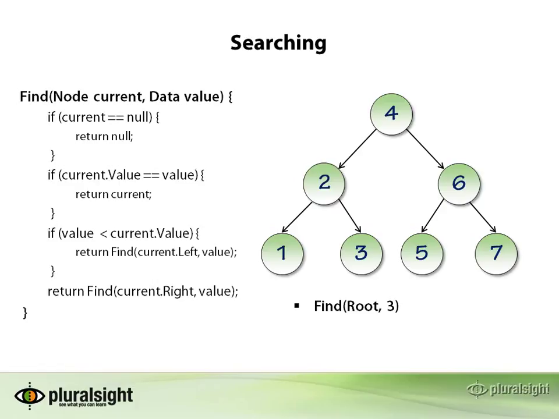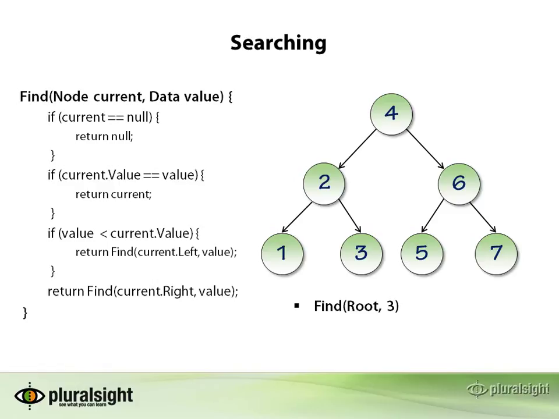Is the current node null? Well, it's not because it's the 2 node. Does 2 equal 3? Well, it doesn't. Is 3 less than 2? Well, it's not. So the last thing we can do is recursively call find, passing in the right child of the 2 node, which is the 3 node. So we say is current null? Well, it's not. And is the current value of 3 equal to the value of 3? Well, it is. So we return the 3 node.